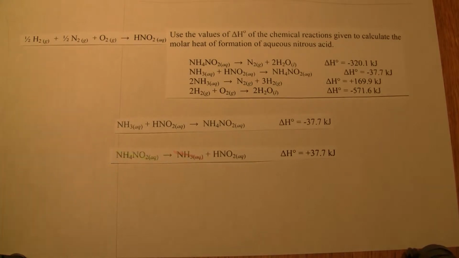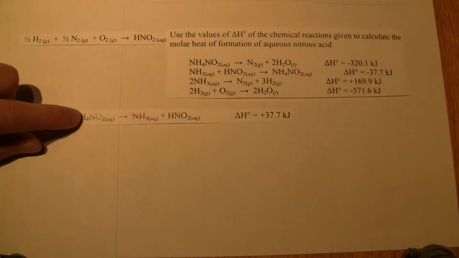We have NH4NO2 yields NH3 plus HNO2. So we have that nitrous acid now as a product. And as you can see, the enthalpy has changed signs. So that is our first important reaction.